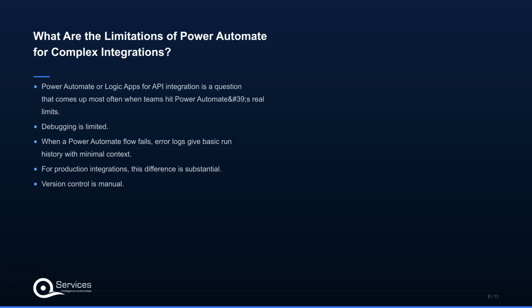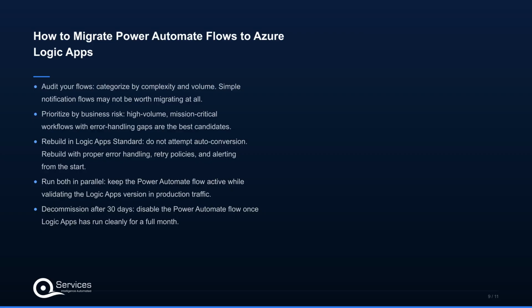Version control is manual. Power Automate flows live in environments, not Git repositories. You can export solution packages, but it is a manual process most teams skip. Logic Apps workflows are ARM resources that go through Git, pull requests, and standard release pipelines. Next up, let's talk about how to migrate Power Automate flows to Azure Logic Apps.